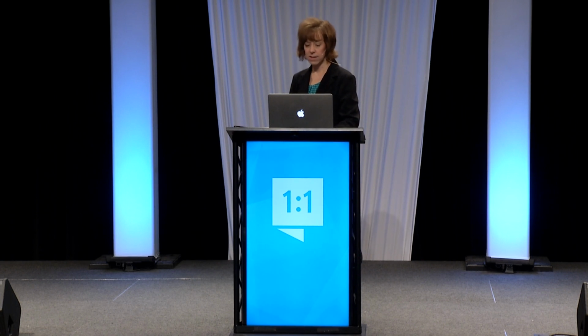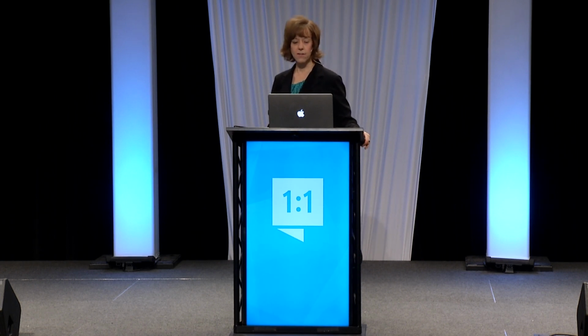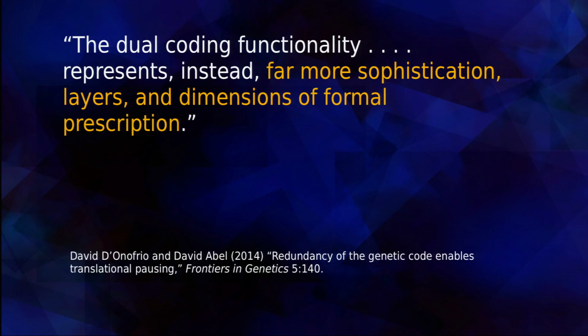This is design, this is not disorder. And again, the researchers involved in this said the dual coding functionality represents instead far more sophistication, layers, and dimensions of formal prescription. Tell me how sophistication comes about by random chance, okay? It doesn't. It requires a designer. This is design. This is not disorder.